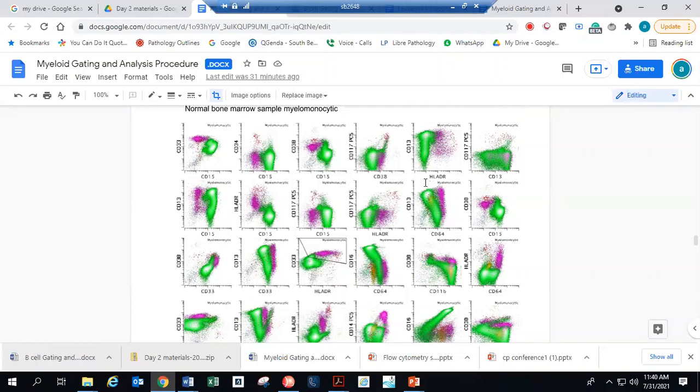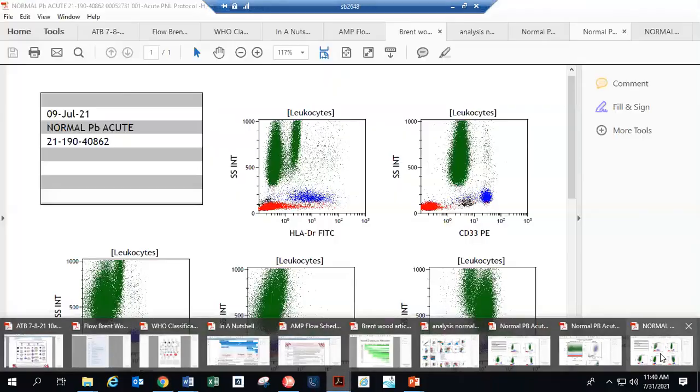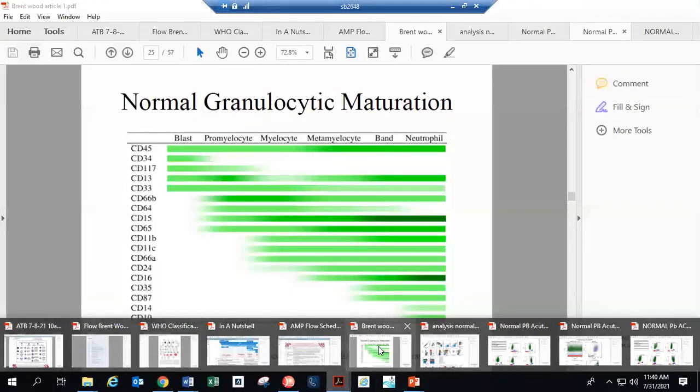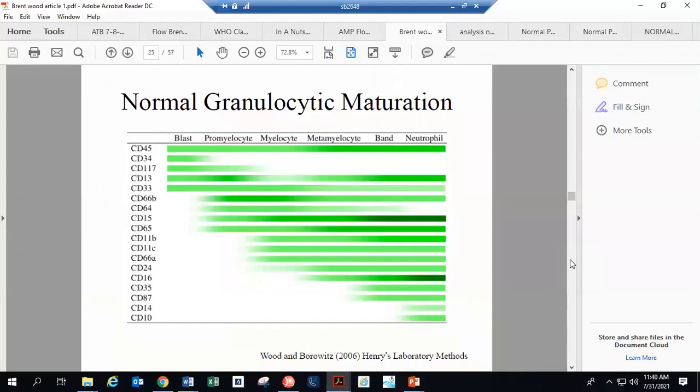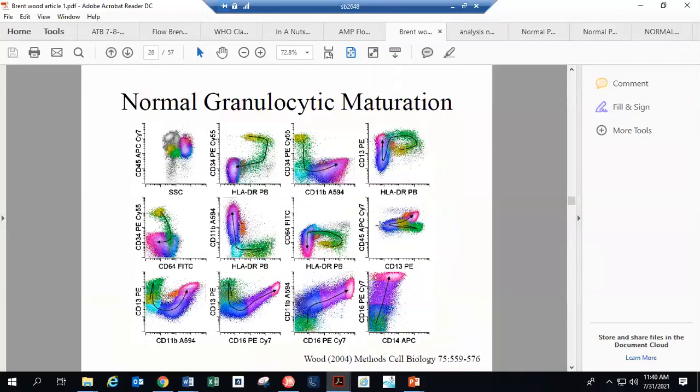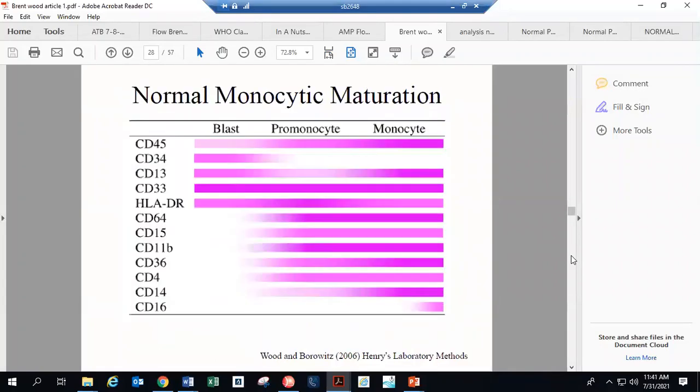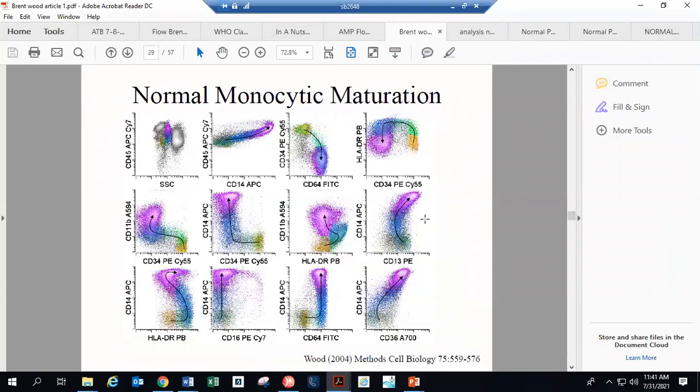granulocytes. And again, because this is not a plot showing maturation, I can show you the plot that is showing the maturation of granulocytes, and the CD16 and CD14 and CD64 will be more on the mature monocytes. So let me show you how it is going to be.